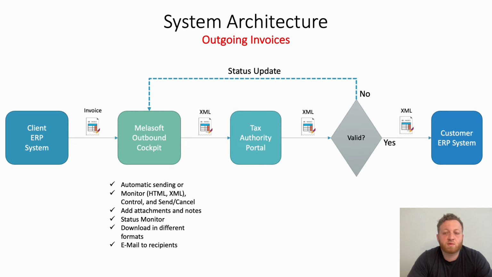The documents can be viewed in different formats, including HTML and XML. The invoices can be sent to the government portal automatically within the cockpit or manually, depending on the customer's specific demands. Also, the XML file is validated and then it's sent to the customer, and the status of the document can be monitored during all of these stages.